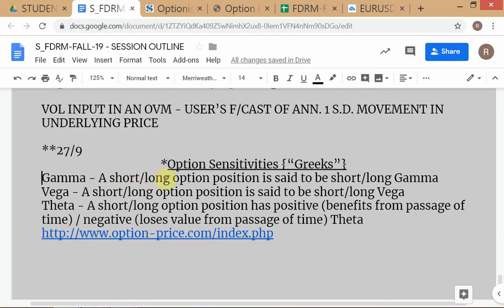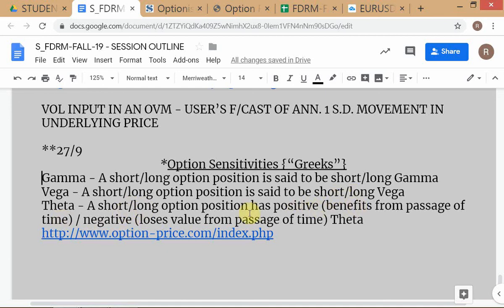First look at the long position. A long option position has long gamma and long Vega as well. So it's long gamma, long Vega, and theta. A long position has what theta? Negative theta. Okay, so you're okay with that, the way I've written it. So short, long, positive, negative.